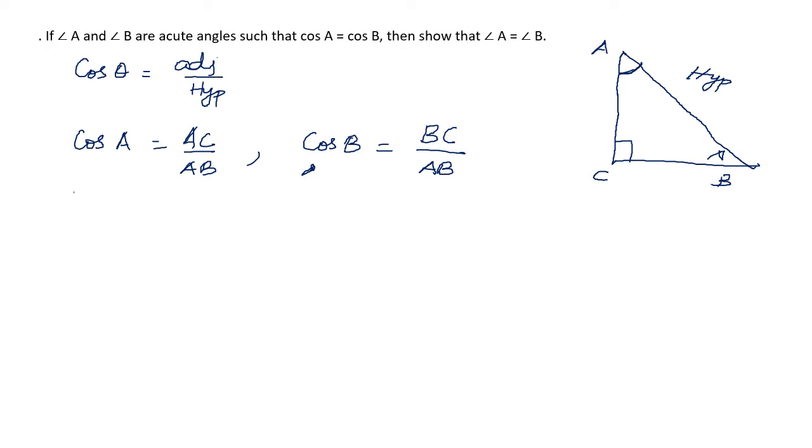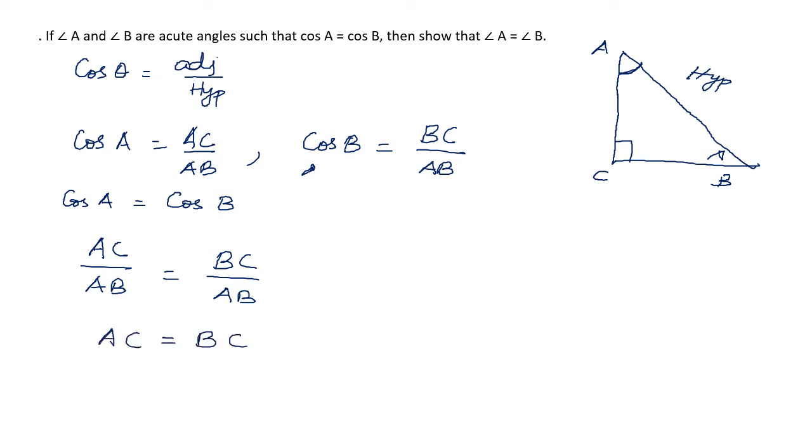Now what is given? Given cos A is equal to cos B. If cos A equals cos B, then what do you get? AC by AB is equal to BC by AB. The denominators are equal, so what do you get? Numerators AC is equal to BC. If AC is equal to BC, then what can you say about angle A and angle B? Angle A is equal to angle B.